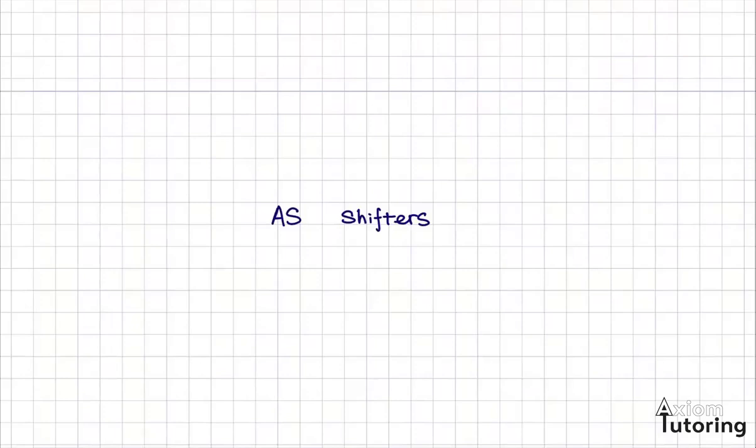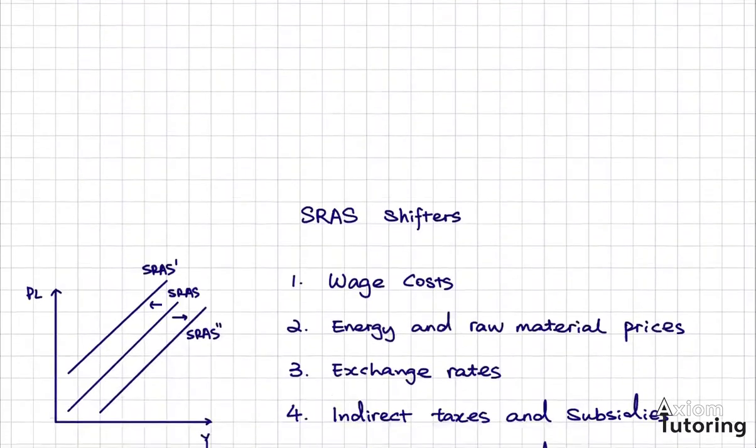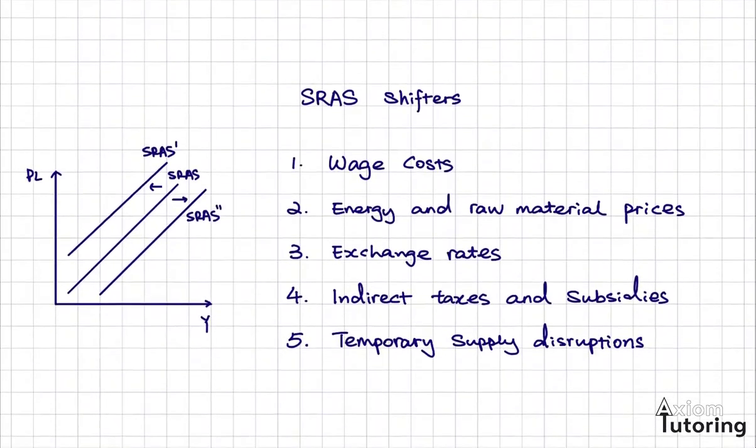In this video, we're going to look at changes in aggregate supply. Short-run aggregate supply is mainly affected by firms' production costs, while long-run aggregate supply is mainly affected by the economy's productive capacity. But of course, some changes can affect both. Let's first look at short-run aggregate supply shifters.